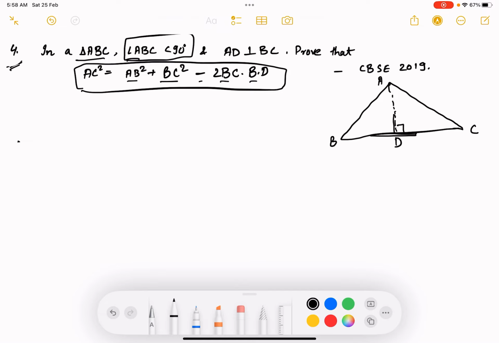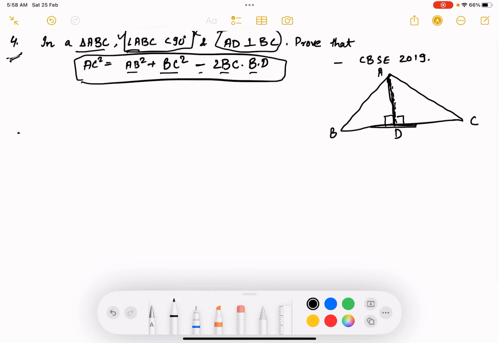So what we are given is that angle ABC is less than 90 degree. This has nothing to do with our result. It only means that the perpendicular drawn will be inside the triangle. If angle ABC is an acute angle, when we draw perpendicular AD, it will lie inside the triangle. Another thing we are given is AD is perpendicular to BC. So let's apply Pythagoras theorem.